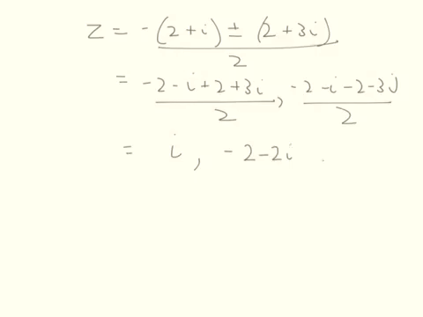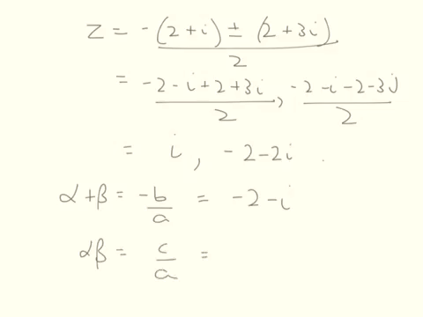You could also check to see if they're right, because remembering from polynomials, the sum of the roots is minus b on a. If I add those two things together, I get minus 2 minus i, which is in fact minus b on a, and the product of the roots, which is c on a, if I multiply those two things together, I end up with minus 2i plus 2, which is in fact c on a.